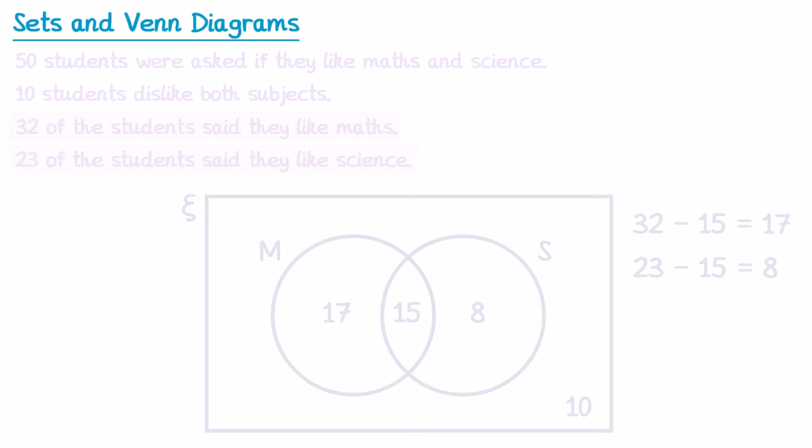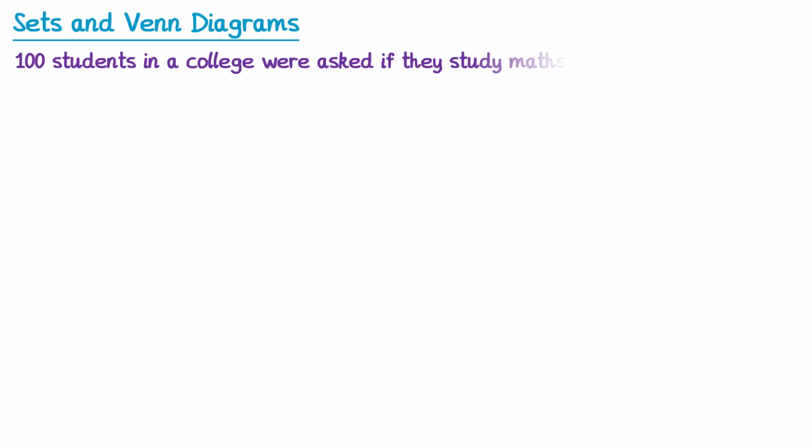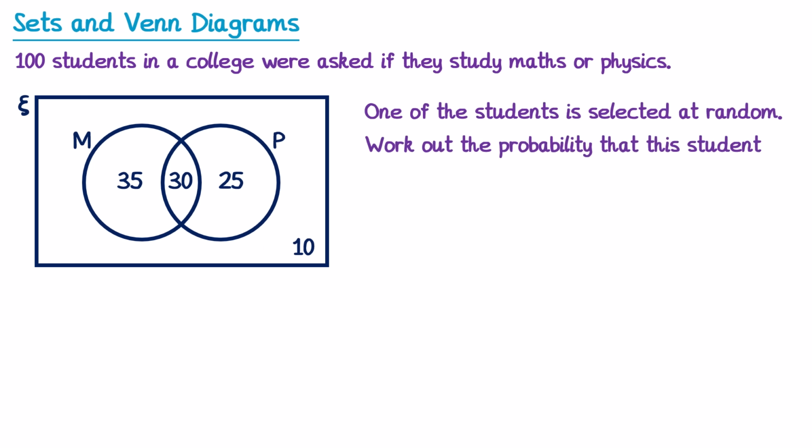Sometimes an exam question may give you a completed Venn diagram and ask you some questions about it. In this question, we're told 100 students in a college were asked if they study maths or physics. And here's the completed Venn diagram. One of the students is going to be selected at random, and we need to answer the following questions. Work out the probability that this student studies maths.